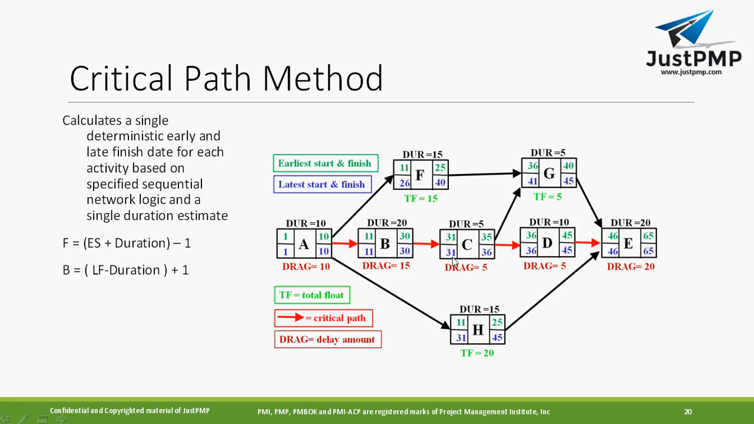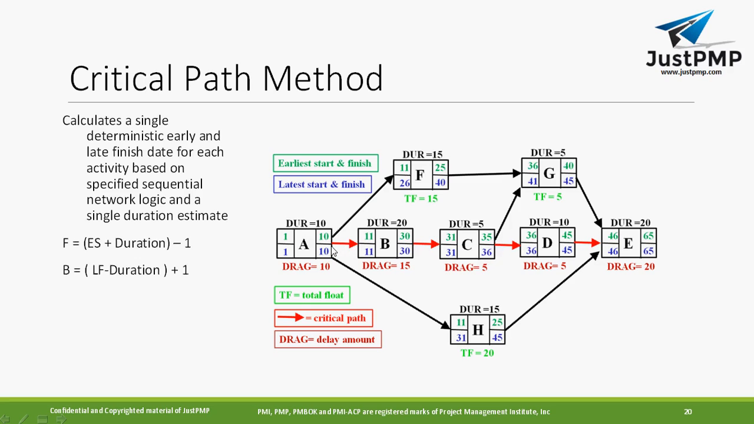and the latest start date, 31, 31. What is the difference? 0. Earliest start and latest start, what is the difference? 0. Earliest finish and latest finish, what is the difference? 0. Whenever you get a 0 difference, then this path is called the critical path. Why? Because the difference here, I'm sorry, it is not 36, it is 35. So 35 and 35, the difference is 0.